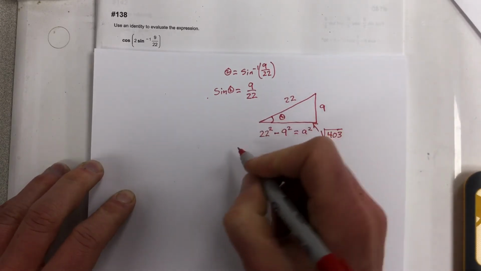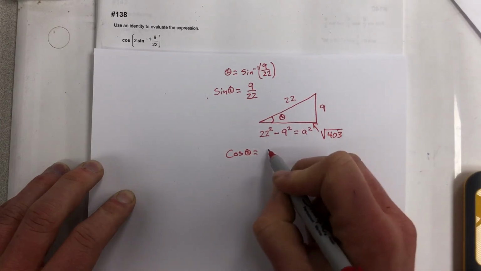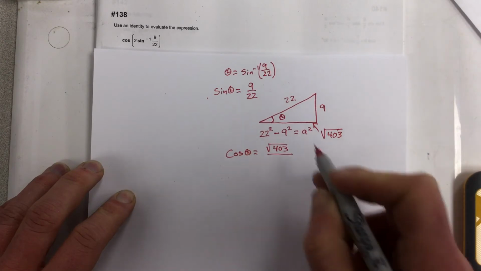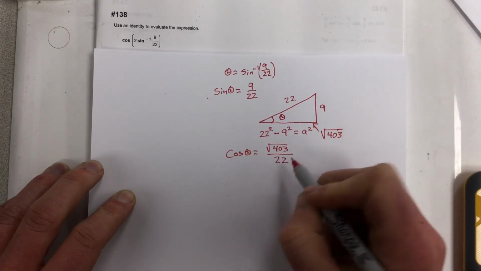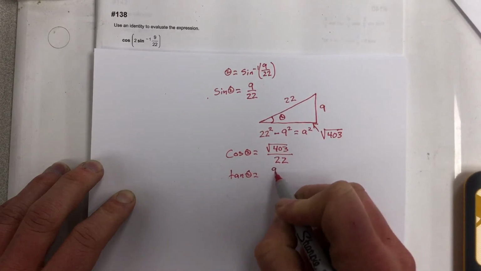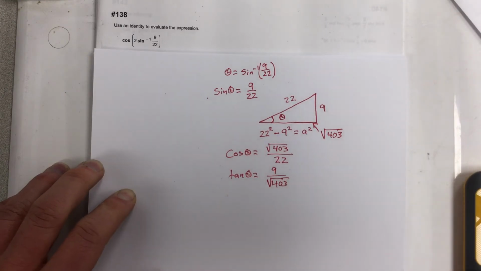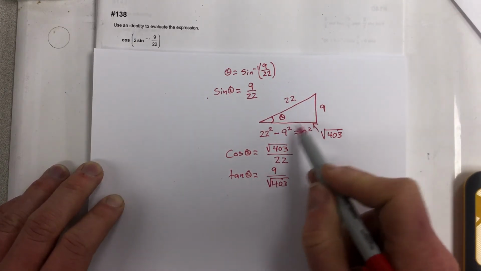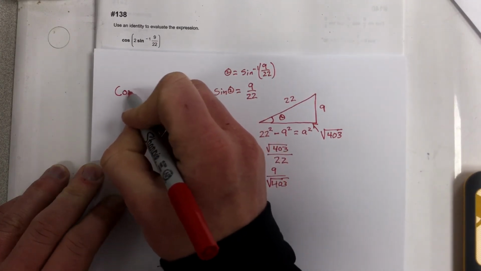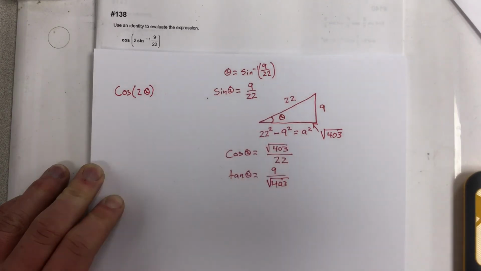So then I can write down what cosine theta is. Cosine theta is going to be root 403 over 22. And tan theta would be 9 over root 403. So I figured out the other two pieces to this triangle. I'm going to go back to this expression, and I'm going to write this as obviously 2 theta like we did before.